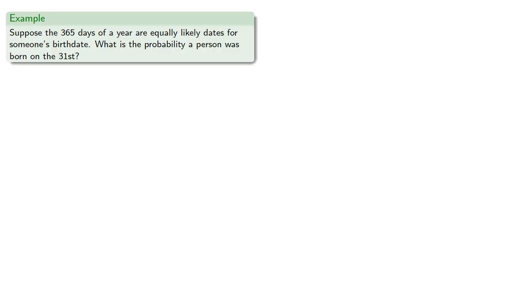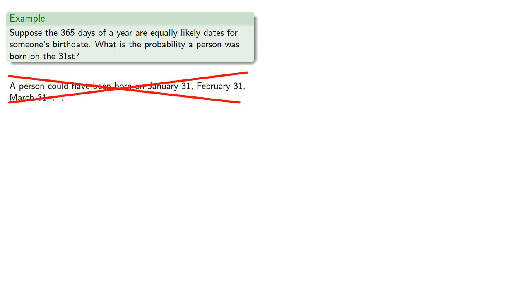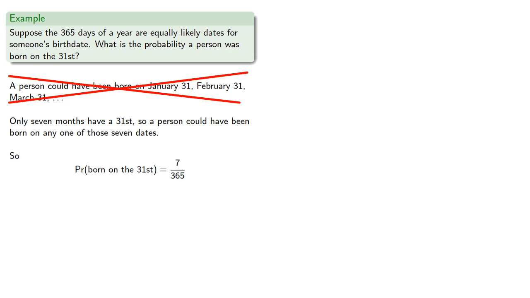So suppose the 365 days of a year are equally likely dates for someone's birth date. What's the probability a person was born on the 31st? So a person could have been born on January 31st, February 31st, March 31st. Oh, wait, no, let's see. 30 days has September, all the rest I can't remember. Give you a moment here. Let me check the calendar. Oh yeah, so only 7 months have a 31st, so a person could have been born on any one of those 7 dates, and so our probability is 7/365.